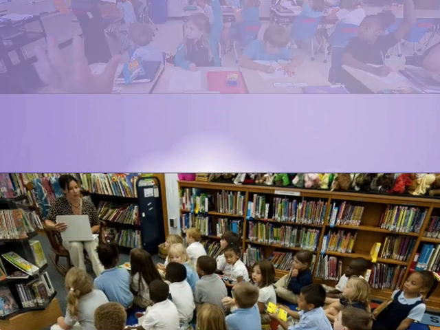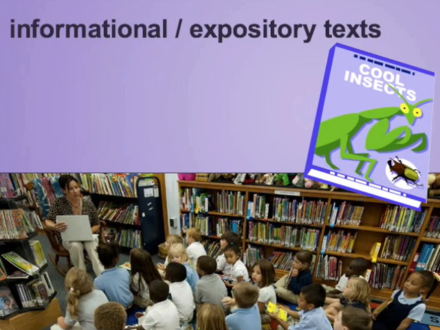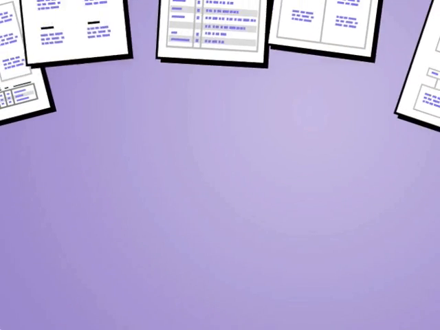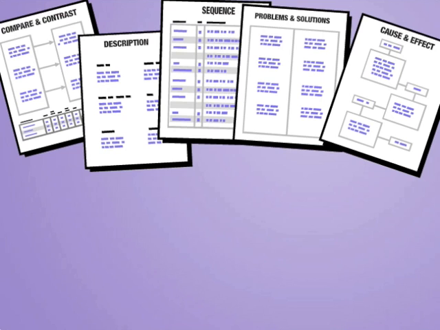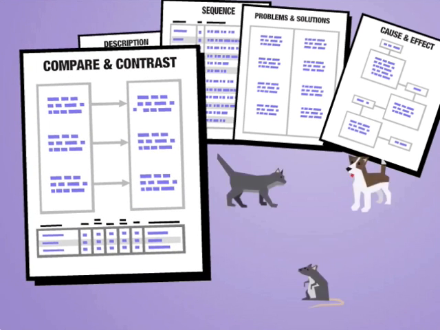Teachers should also introduce students to the structural elements of informational or expository text. For beginning learners, it's important to use texts that provide clear, easy-to-recognize examples of the structure being taught. Examples of informational text structures include compare and contrast, description, sequence, problem and solution, and cause and effect. A compare and contrast text might present types of animals or modes of transportation.